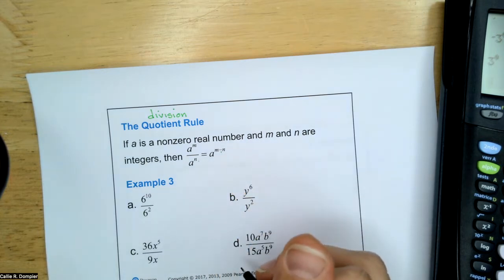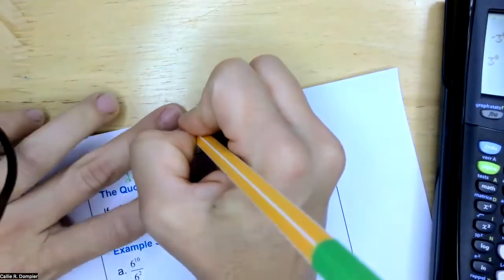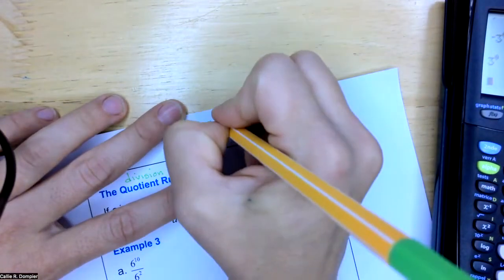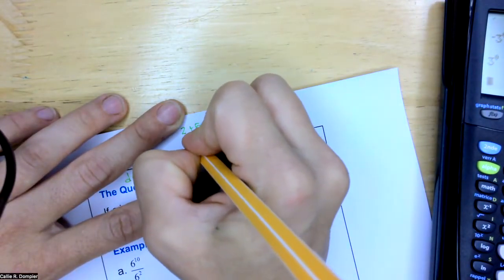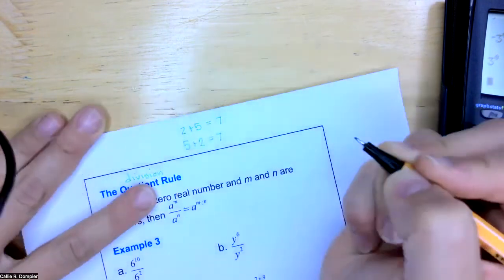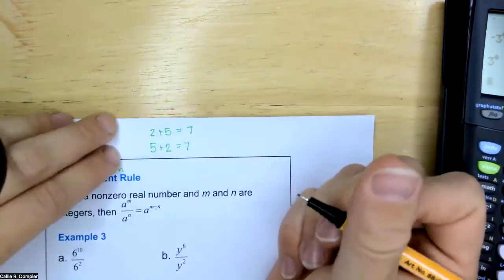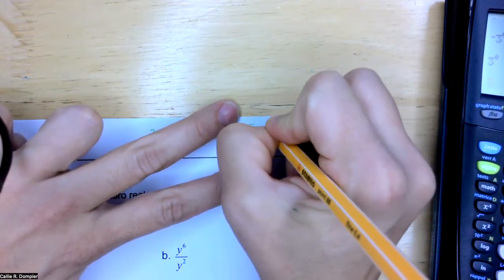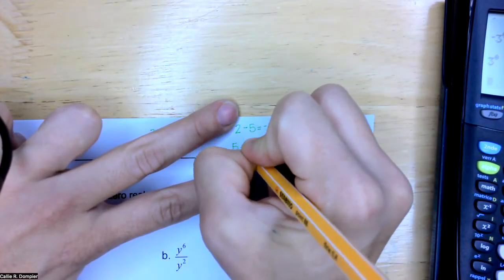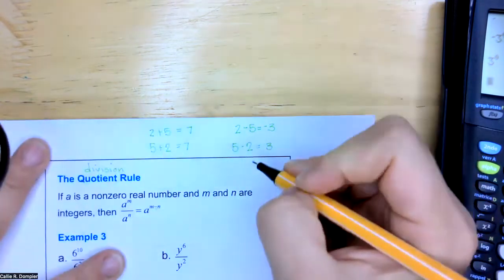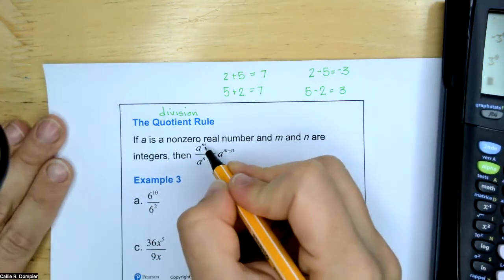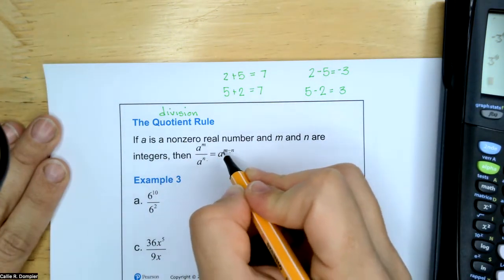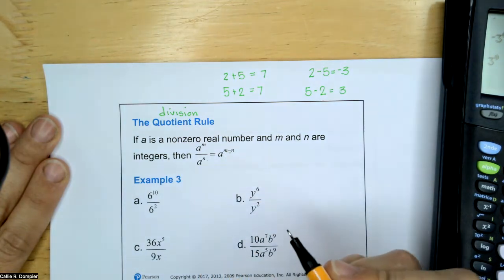If I had 2 plus 5, that would be 7, the same as 5 plus 2 is 7. So when we're adding, the order doesn't matter. However, if we were subtracting, 2 minus 5 is -3, 5 minus 2 is +3. So make sure that your numerator or your first term is the first term we subtract.